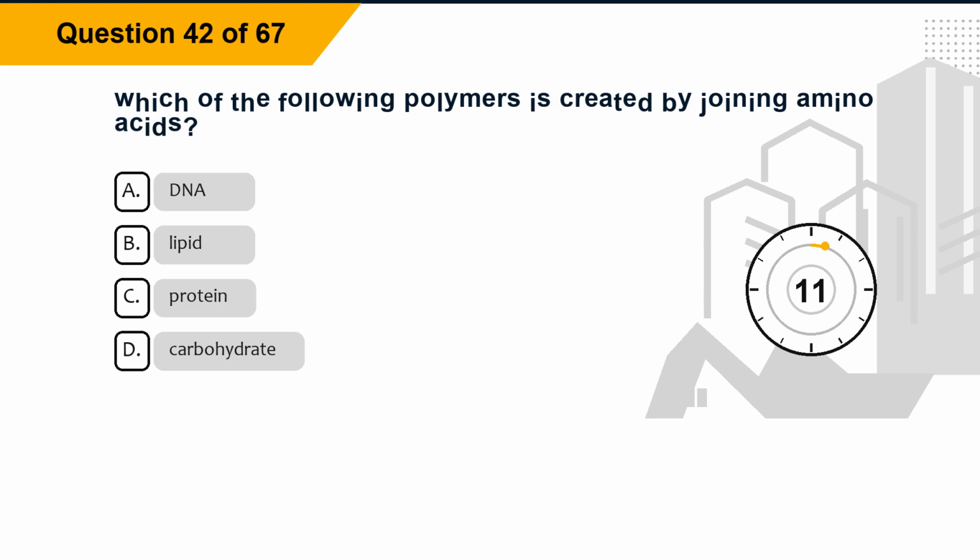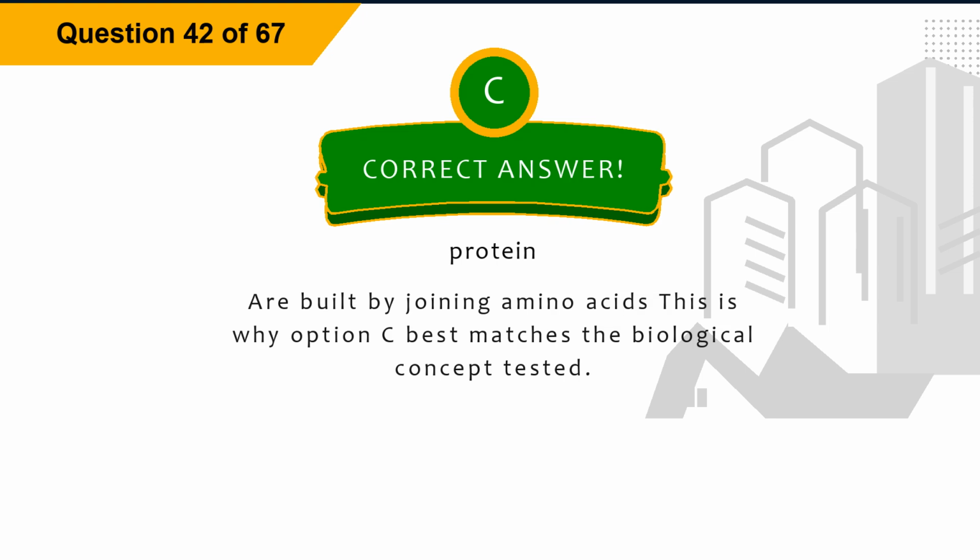Question 42. Which of the following polymers is created by joining amino acids? Option A, DNA. Option B, lipid. Option C, protein. Option D, carbohydrate. The correct answer is option C, protein.